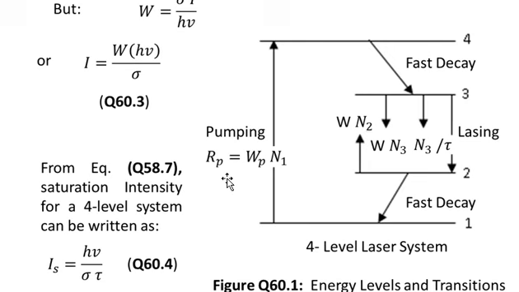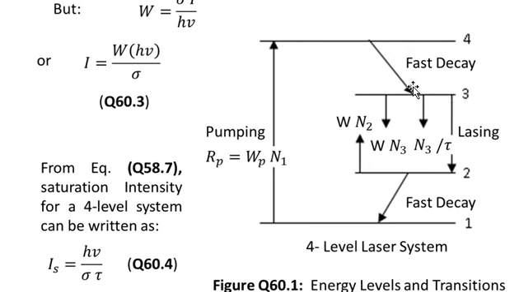The pumping rate is represented by Rp and is given by Wp multiplied by N1, because N1 is the population of level 1 at any time t, and Wp is the pumping transition rate, and Rp is actually the total pumping rate of the system, from level 1 to level number 4. Level number 4 is a fast decaying level, so no population will gather in level 4. All the population that appears in level 4 will immediately decay to level number 3. So level number 4 practically will remain empty.